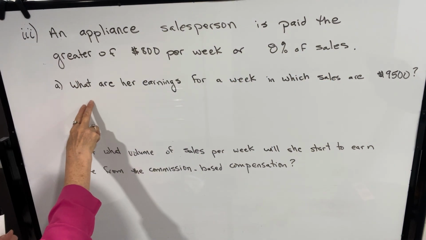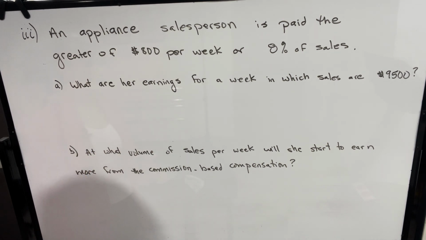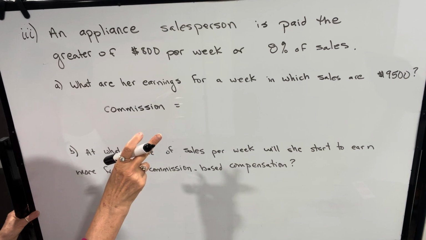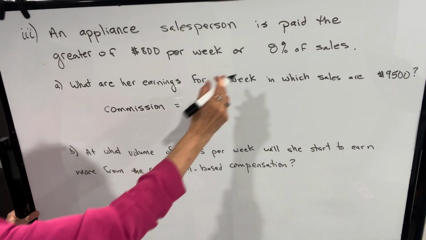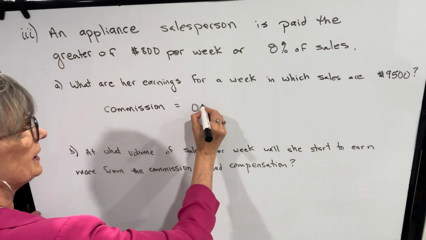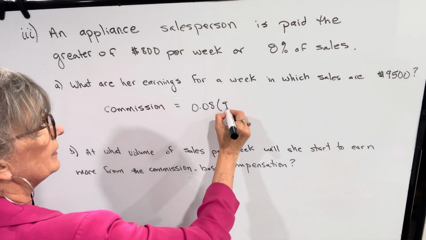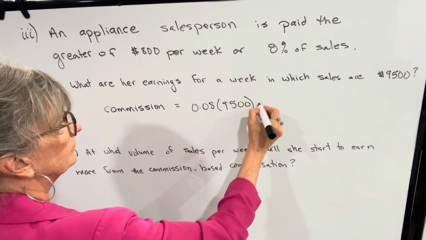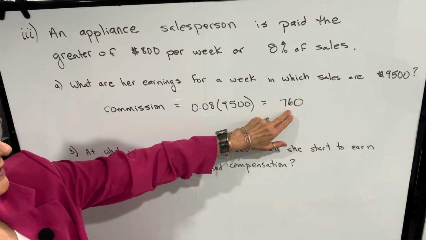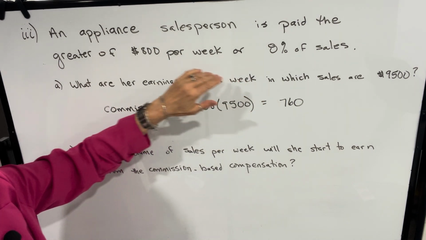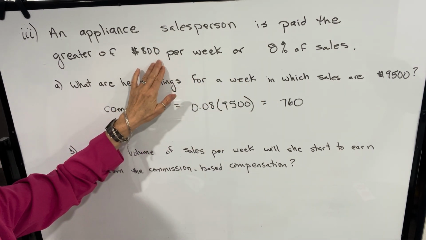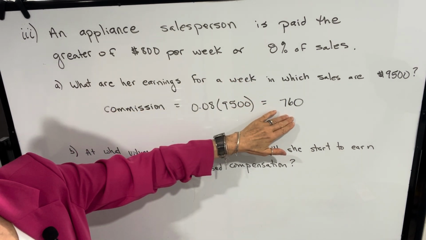The first part says, what are her earnings for a week in which the sales are $9,500? Let's see what the commission would be on that amount of sales. Commission is 8%, so we're going to take 8% of $9,500, and that amount is $760. So in this week, the salesperson would be paid $800 because the commission is less than that.